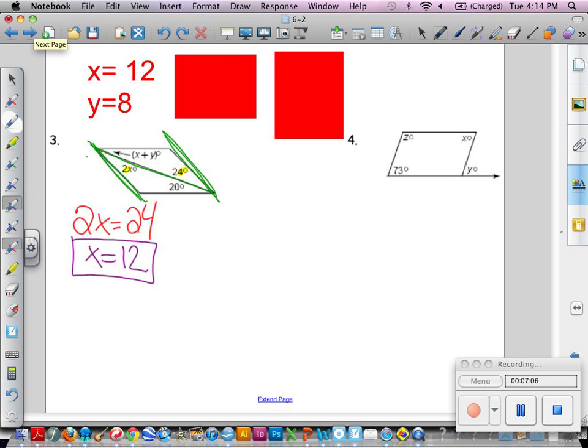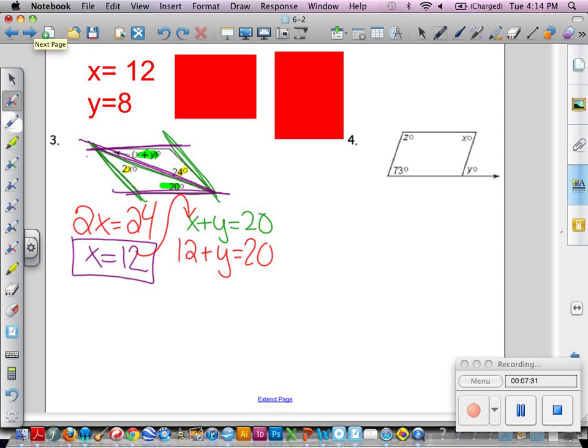Same thing applies for the top and the bottom. They are parallel. You have a transversal. Those are alternate interior angles. Set those two equal. X plus y equals 20. Plug in your x. 12 plus y is 20. Minus your 12, y equals 8. Okay, moving on to number 4. Take a minute and try number 4, and I'll reveal the answer.